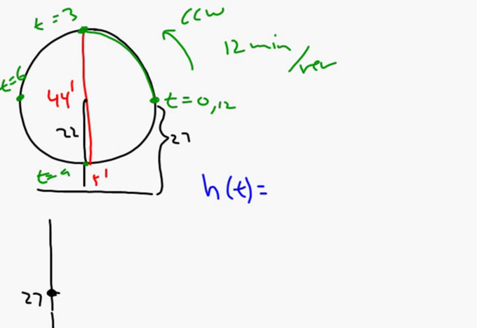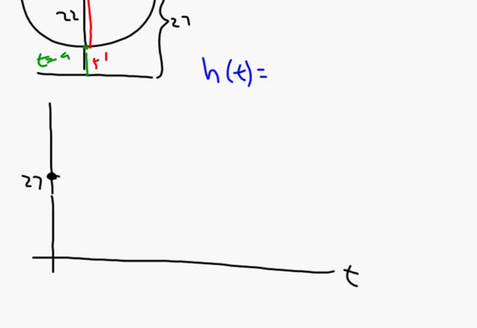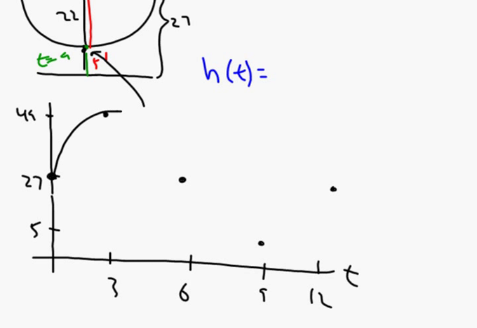The height at 3 minutes would be 5 plus the full radius of the circle, or 49. So the second point on our graph is 3 minutes and a height of 49. And then at 6 minutes, we're back at the same height we started at. At 9 minutes, we're down at the bottom, and the height is only 5 because we're 5 feet above the ground. That's the height the Ferris wheel is above the ground. And lastly, at 12 minutes, we're back at the same height we started. So we can see the general shape of this picture. Okay, so that is a sine graph.